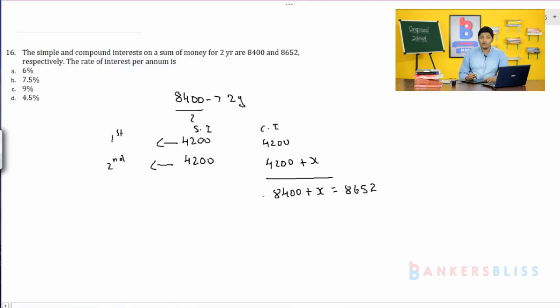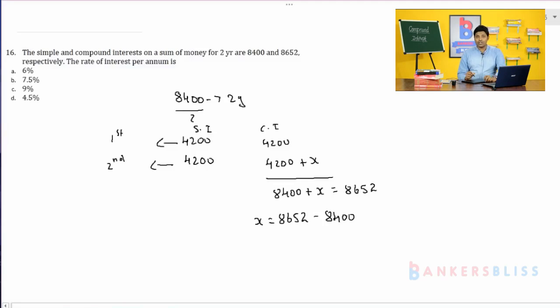So the extra amount that you got is x. x is equal to 8652 minus 8,400. This method is very simple, only explaining it is taking time. If you follow this method, 50 to 60% of the problems you can solve orally.